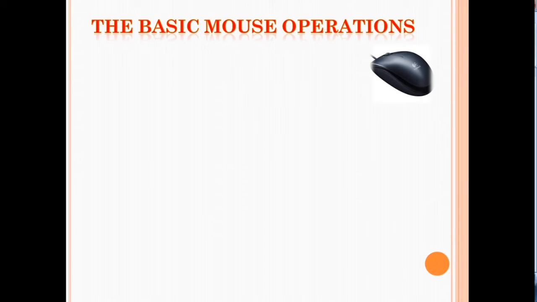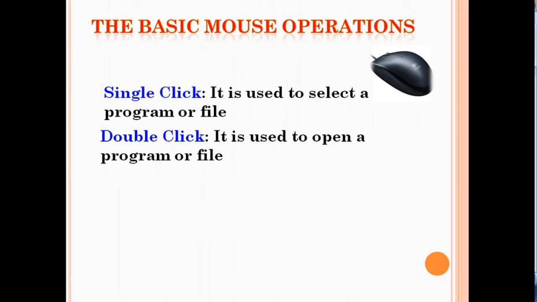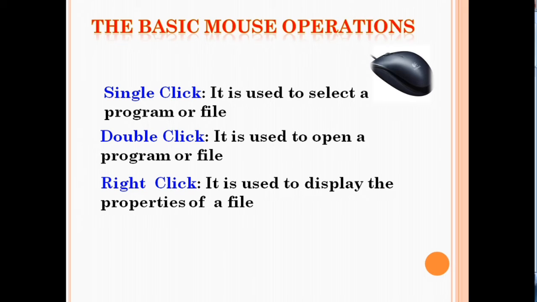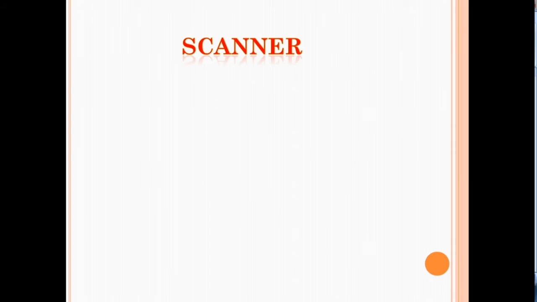The basic mouse operations are: the first one is single click, which is used to select a program or a file. Second one is double click, is used to open a program or file. The third one is right click, which is used to display the properties of a file. Last one is drag and drop, it is used to move a file and folder.